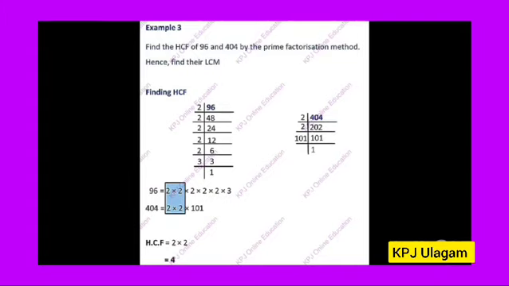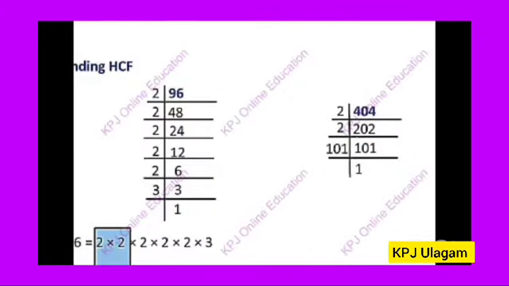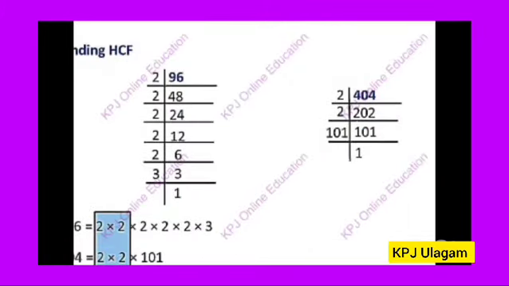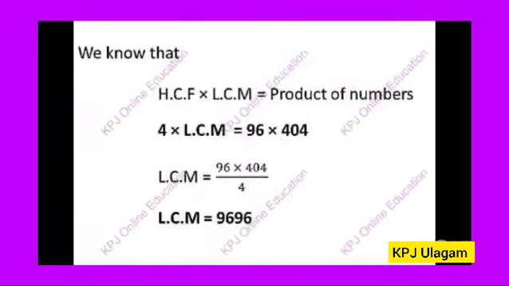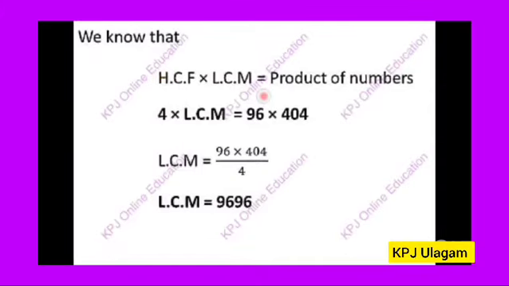So look here. They have given two numbers, 96 and 404, and they have asked us to find the LCM. So our formula is HCF into LCM is equal to the product of the two numbers. The two numbers given are 96 and 404, and our HCF is 4. If 4 goes to the right hand side, we divide by 4. So LCM is 96 into 404 by 4. Now we can simplify and multiply the numbers.